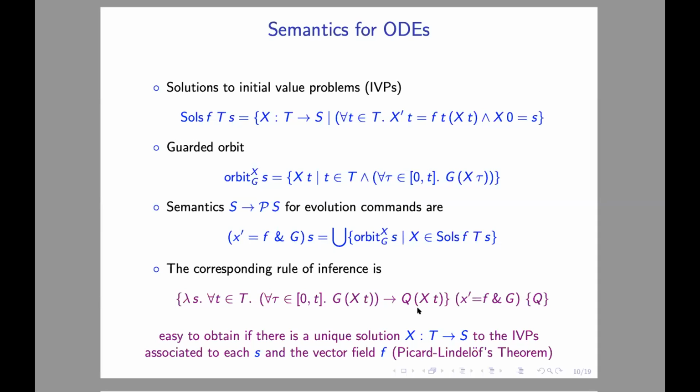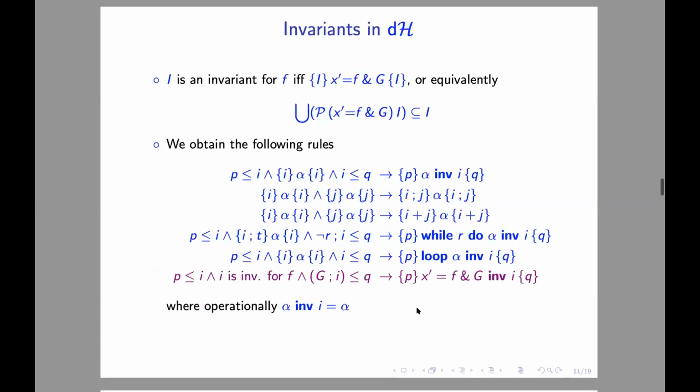And at this point, we have already obtained all of the rules for differential Hoare logic. Now, we want to extend it to do similar reasoning as differential dynamic logic. So we have defined invariants. From Hoare logic, you know that an invariant for a program is a predicate such that if the system starts satisfying the predicate, then after the execution of the system, the predicate remains true.